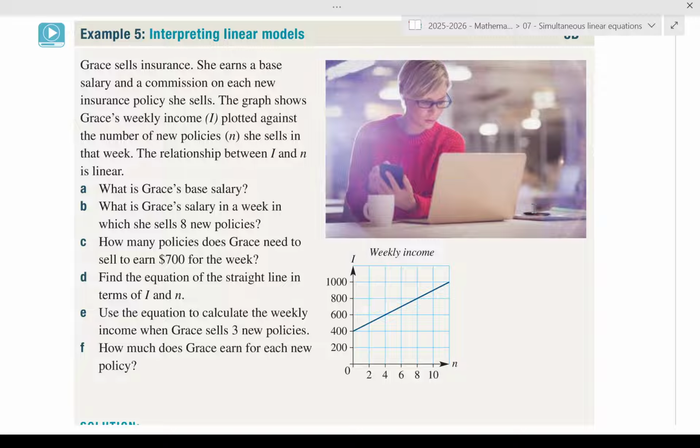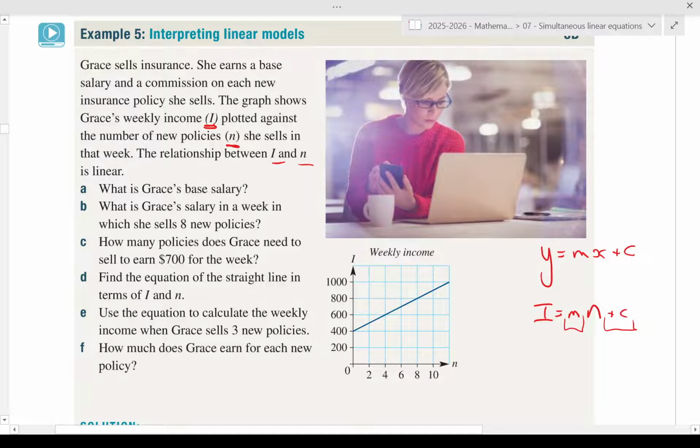We're talking about Grace. She sells insurance. She earns a base salary and commission on each new insurance policy she sells. The graph shows her income, I, plotted against the number of new policies, N, that she sells. So the relationship between I and N is linear. So what we've got basically is instead of y equals mx plus c, we're actually having I equals mN plus c. We are still going to find the gradient. We are still going to find the y-intercept, and that's how we're going to work out what the equation is, because that is actually going to be question D.